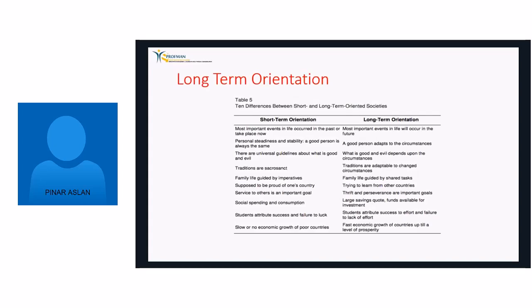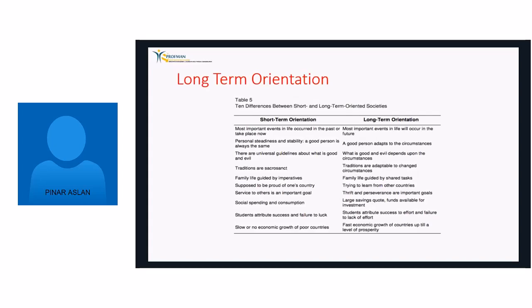service to others is an important goal, and in long-term orientation cultures, thrift and perseverance are important goals. In short-term orientation cultures, social spending and consumption is the main thing. And in long-term orientation cultures, large savings and funds are available for investment. So in one, you tend to consume, spend money. In the other one, you tend to save your money for the future.